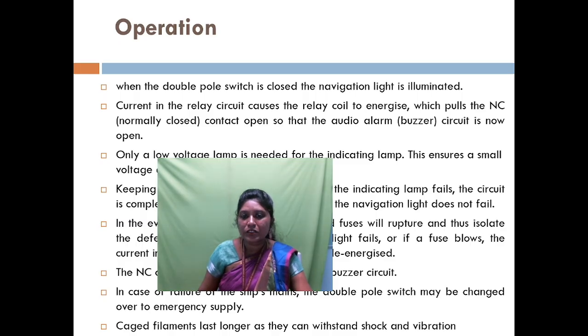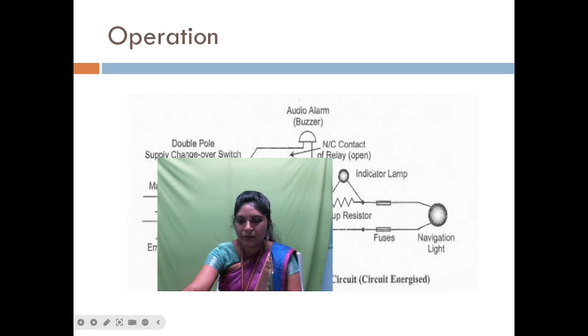When the double pole switch is closed, the navigation light is illuminated. At that time the current in the relay causes the relay to energize. The relay coil gets energized and it pulls the normally closed contact open. Now our audio alarm circuit will be open. Only a low voltage is needed for the indicating lamp. This is done by the backup resistor, because for glowing this indicator lamp a low amount of voltage is enough.